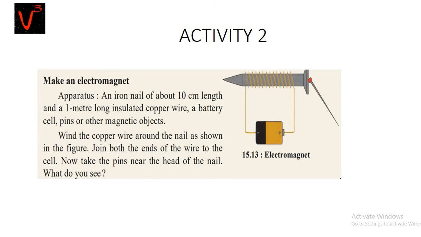Okay, let's see. Take an iron nail of about 10 centimeter length, 1 meter long insulated copper wire, a battery cell, and pins or other magnetic objects. Wind the copper wire around the nail as shown in the figure. Join both the ends of the wire to the cell. Now take the pins near the head of the nail. What do you see? You see that this nail is attracting the pins. This is what is an electromagnet.